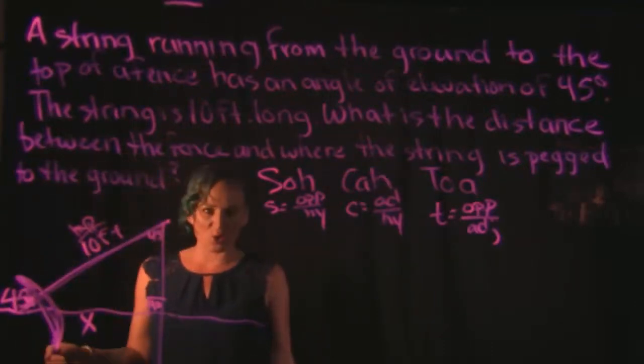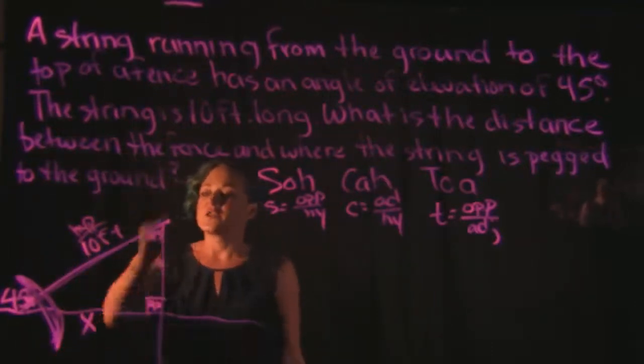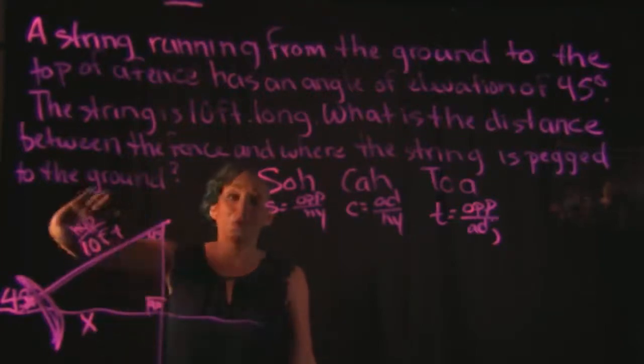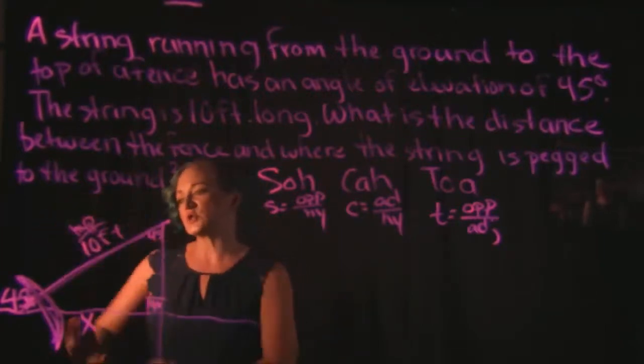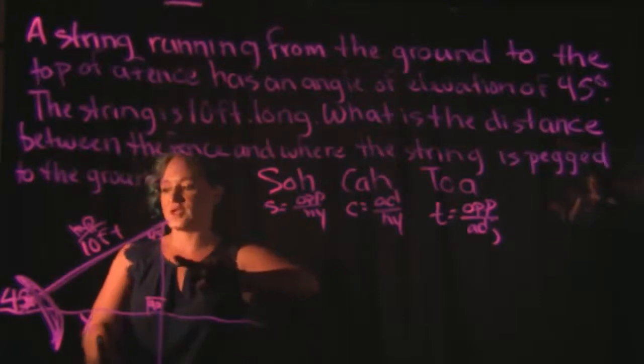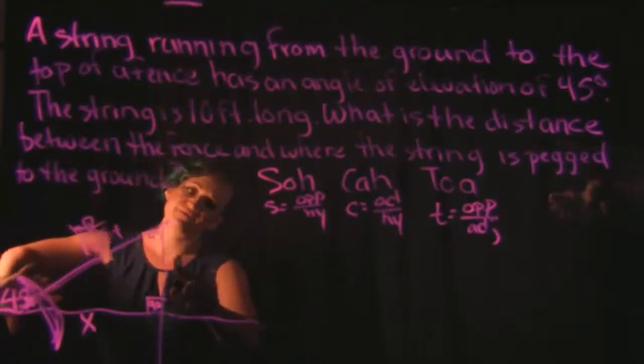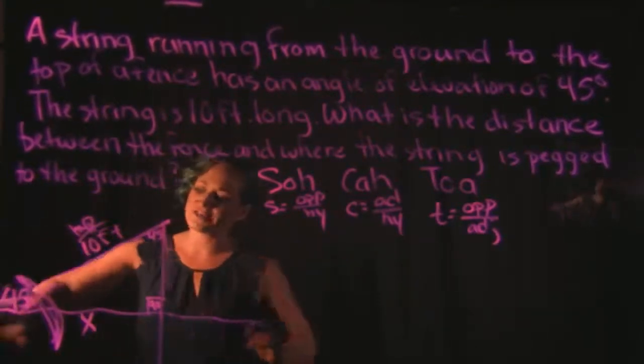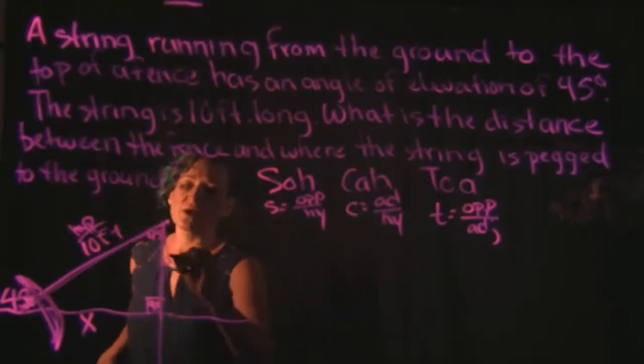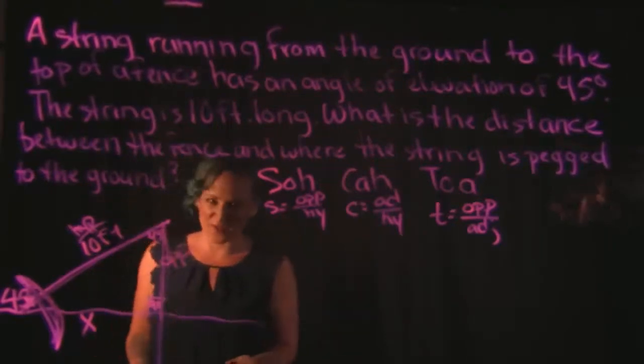In reference to this angle, the 10 is the hypotenuse, right? It is the diagonal of our right triangle. The diagonal of the right triangle will always be a hypotenuse. So our other options are these two over here. In reference to the 45, this side over here is opposite the 45. So this is our opposite, but we don't know anything about it.